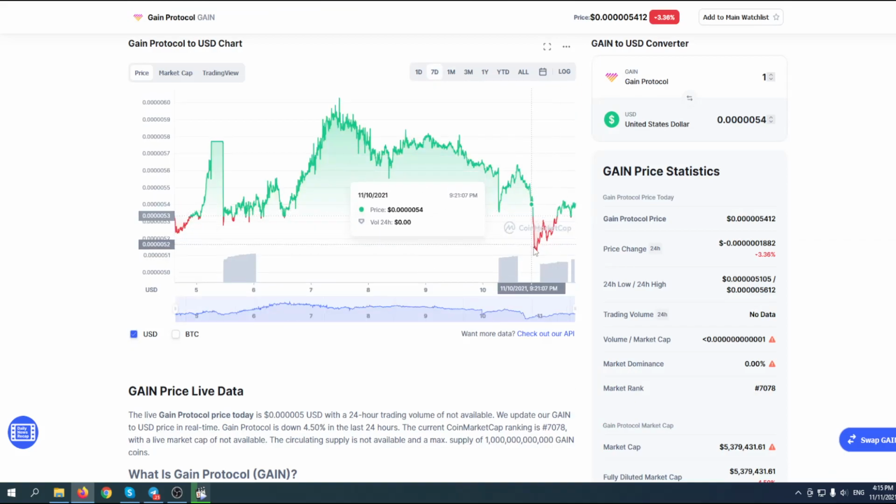So if you take a look, we had that dip and we had to recover. What I don't like are these dips, and I think that we are going downside. I think that we will break the support line once again and that we're going down.